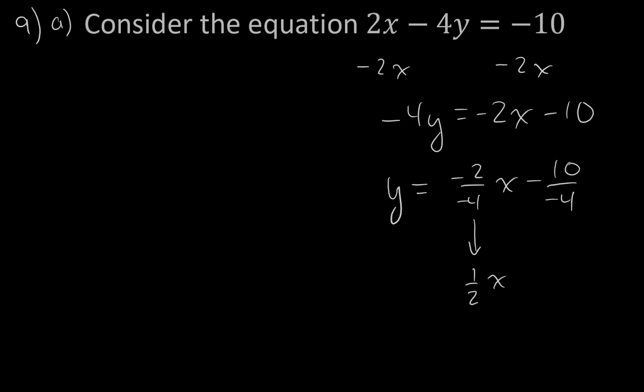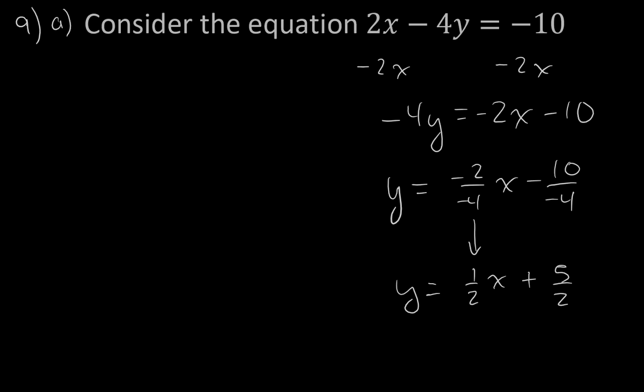And then this becomes negative 10 over negative 4, I would say is, both of those can be divided by 2. So I can say that's plus 5 halves. So this is the equation of this line, right? Yeah, y equals positive 1 half x plus 5 halves.